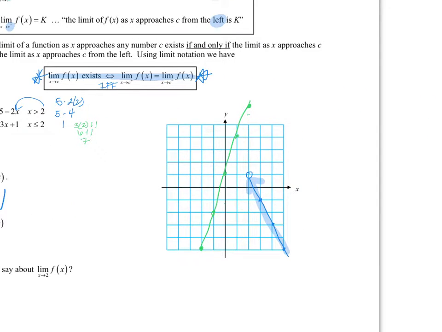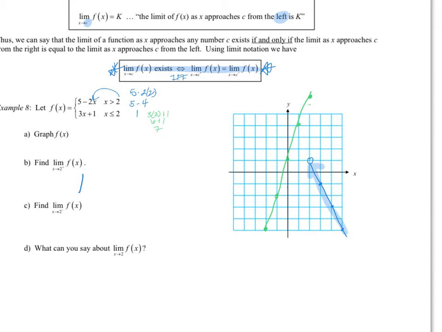So, as I trace the function, I'm approaching a y value of 1 as x approaches 2. So over here I'm at an x value of 2, 3, 4, 5. X value of 5, 4, 3, 2. And what y value am I at? I'm at a y value of 1. Okay?